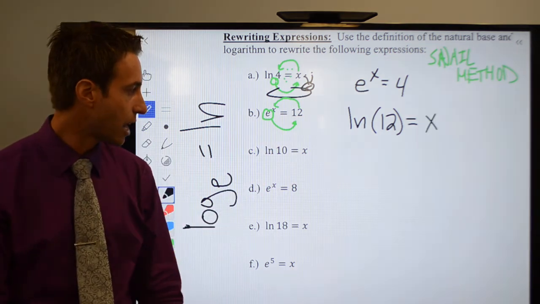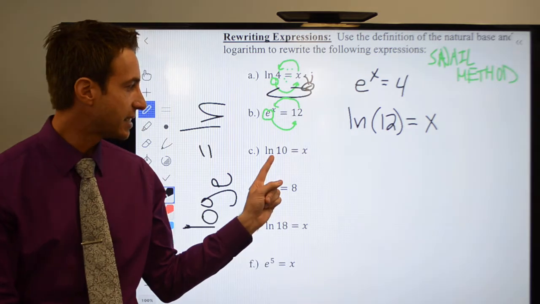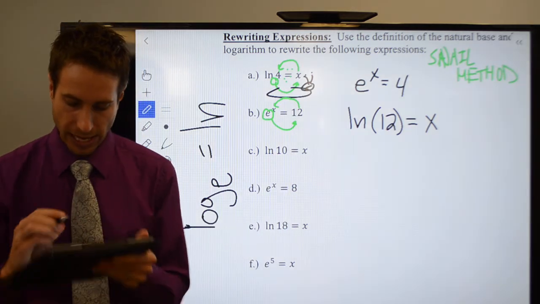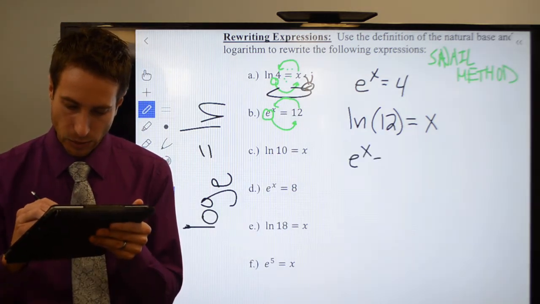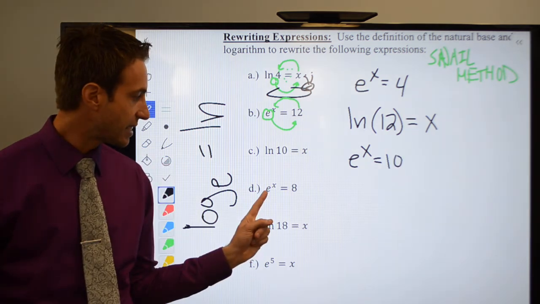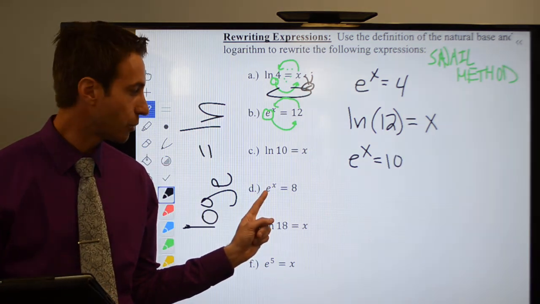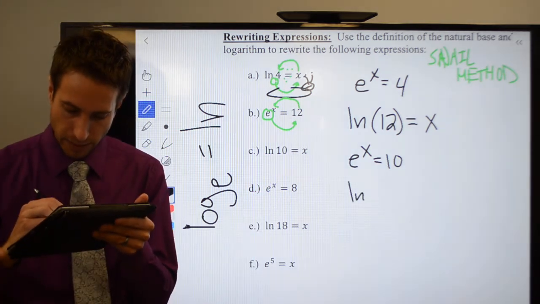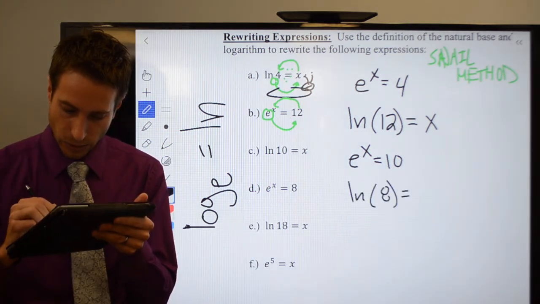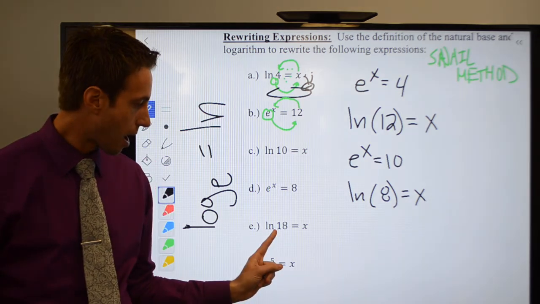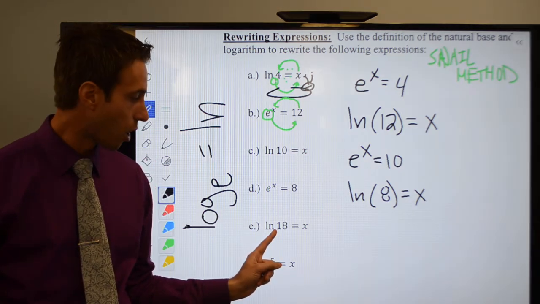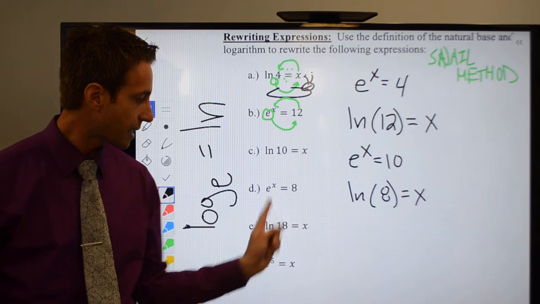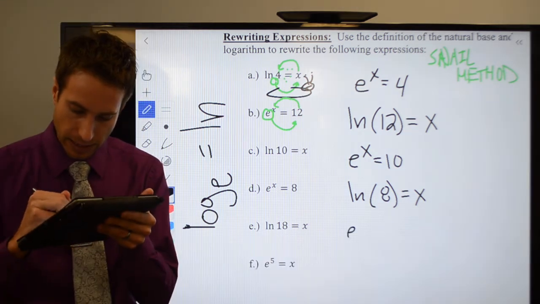All right, keep going. The rest of these are snail methods. We'll do them real quick. Base e to the x equals 10. This one's a base e, so it's going to be a logarithm base e, which is ln. ln of 8 equals x. This one, it's a base e logarithm, so base e to the x is equal to 18.